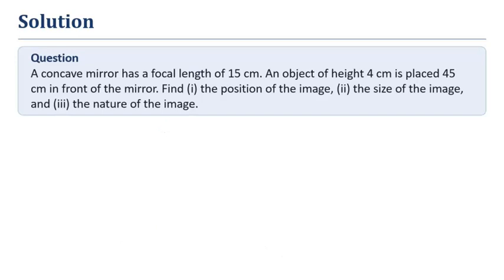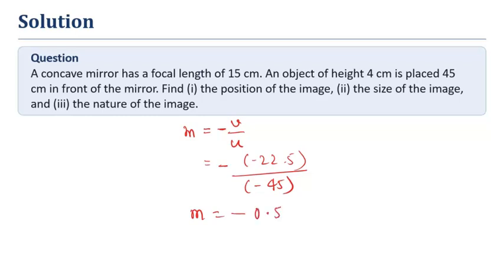Moving to the next part, let's calculate magnification to find the size of the image. Magnification formula, m is equal to minus image distance divided by object distance. Substitute the values. So we have minus image distance, which is minus 22.5, divided by minus 45, the object distance. Once we calculate, we get m is equal to minus 0.5. Now here the negative sign indicates that the image is inverted.